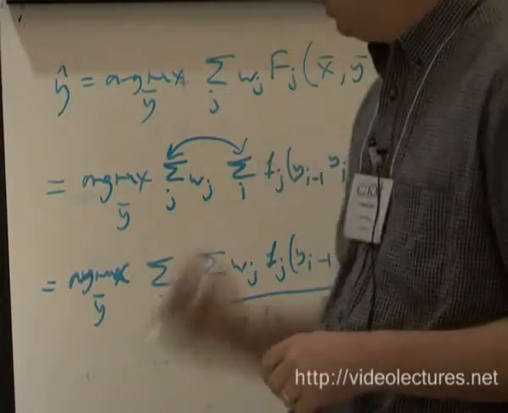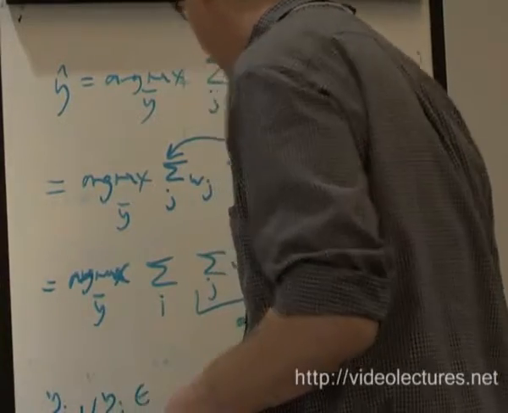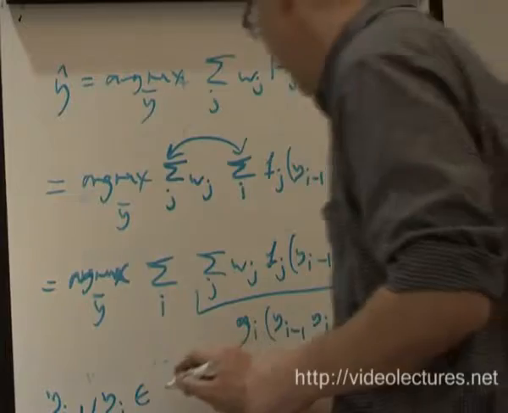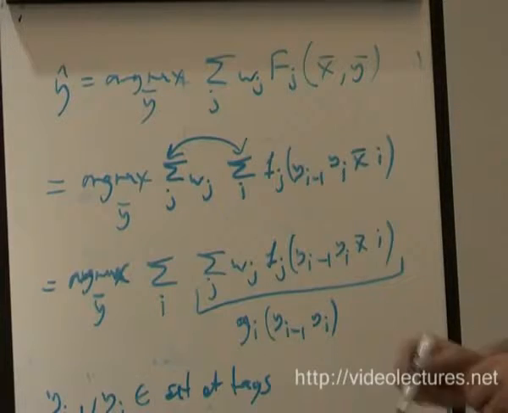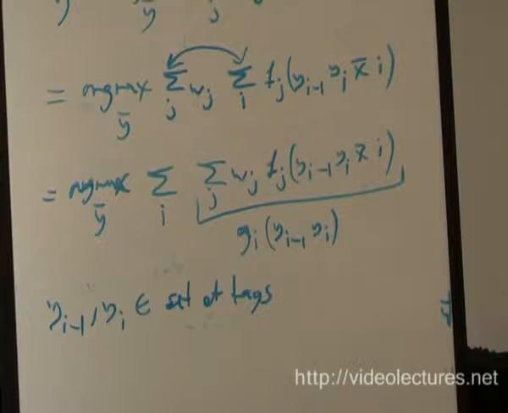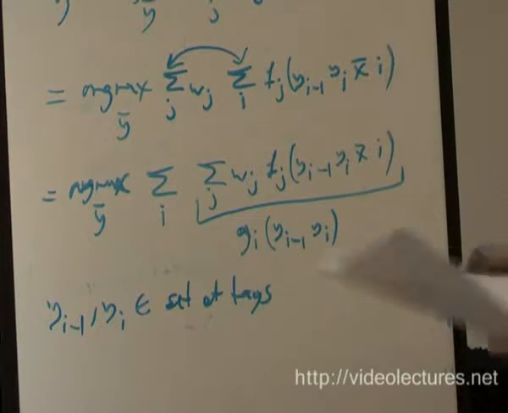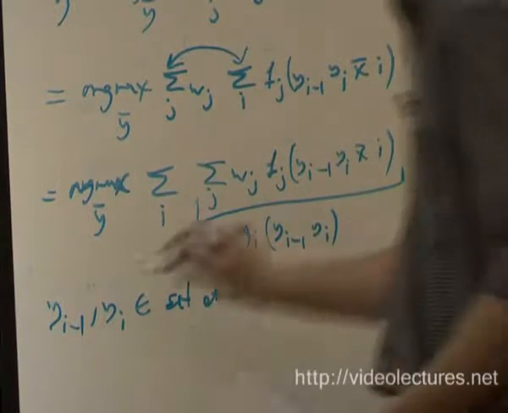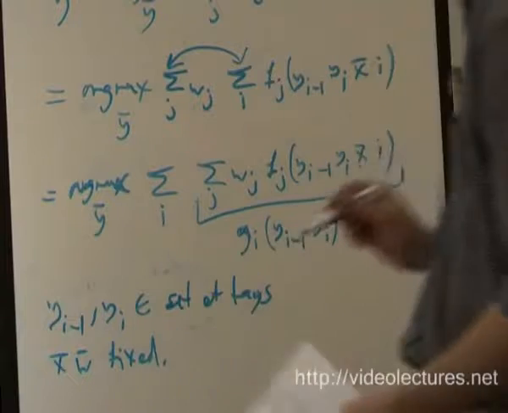And notice that yi minus 1 and yi belong to the set of tags. So if I have a hyphenation problem, then there are just 2 possible tags, 0 and 1. And if I have a part of speech problem, then maybe there are 20 possible tags, 20 possible parts of speech. And x bar and w bar are fixed.